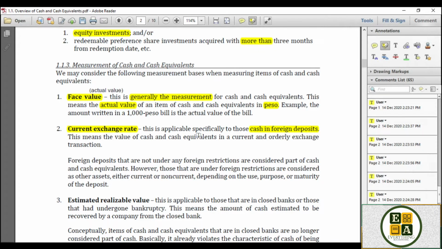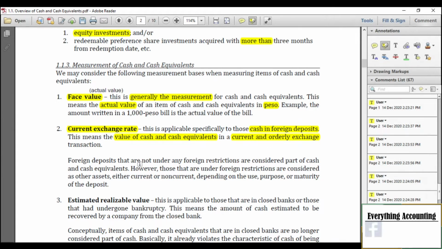If you notice in the news or on the internet, the current exchange rate means the value of cash and cash equivalents in a current and orderly exchange transaction. So you will ask, for example, how much is $1 when converted to Philippine peso? That is the concept of current exchange rate.